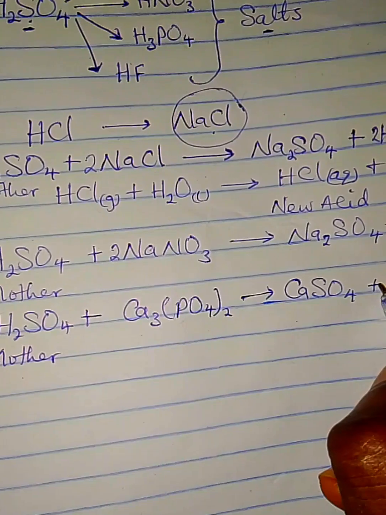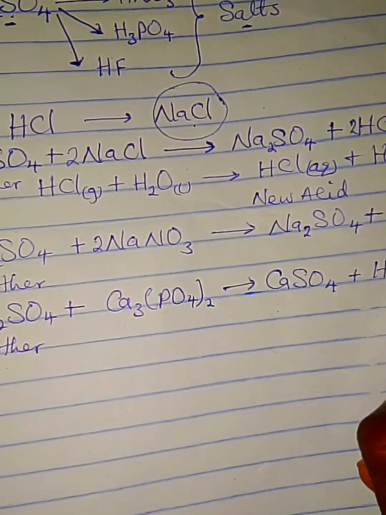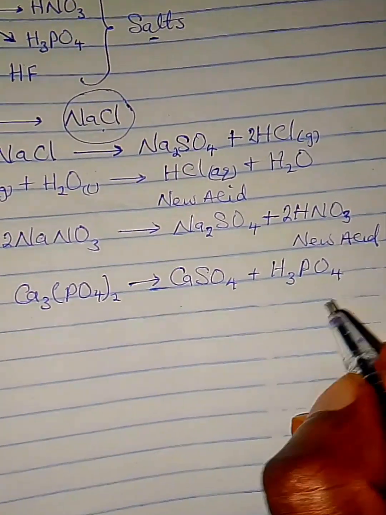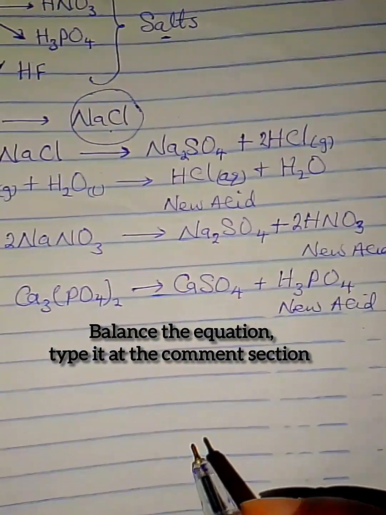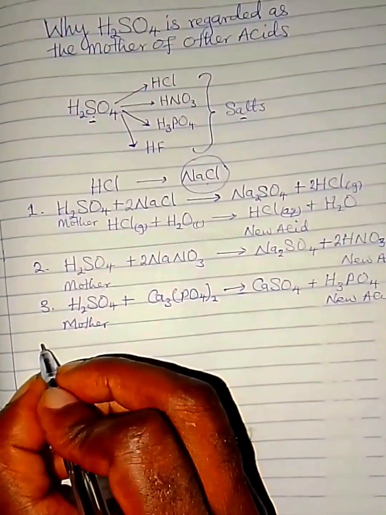And of course, the displaced hydrogen will attack tetraoxophosphate 5 to form the new acid, tetraoxophosphate 5 acid. You can see that tetraoxophosphate 5 acid was displaced from its salt when the mother acid attacked the salt. Therefore, tetraoxosulphate 6 acid is the mother of tetraoxophosphate 5 acid.